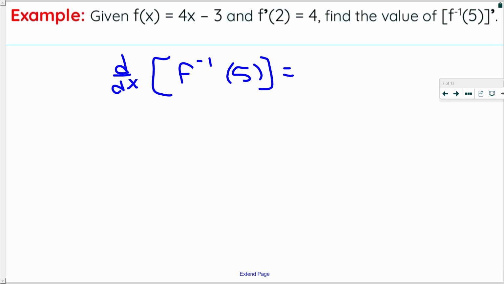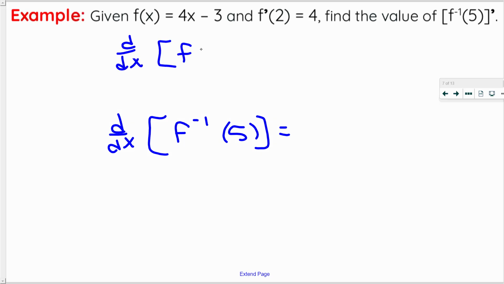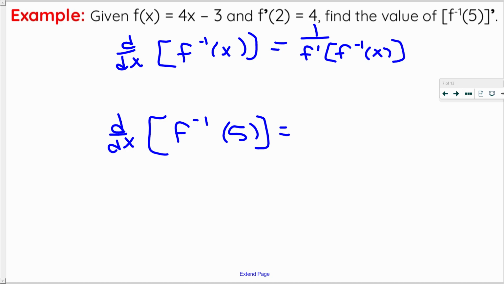Okay, so let's use our formula. So let me actually just move this down, and we're going to write out our formula because I don't want to forget our formula. So the derivative of f inverse of x is equal to 1 over f prime of f inverse of x. Okay, so let's plug all that in. So if I'm doing the derivative of f inverse of 5, I'm going to go 1 over f prime of f inverse of 5.